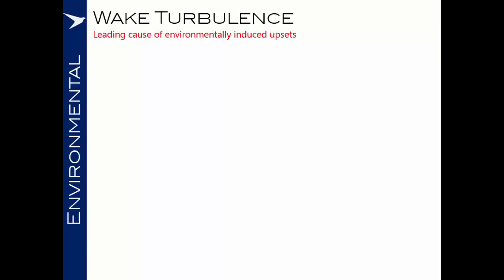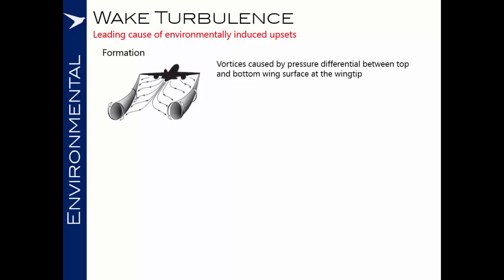Moving on from turbulence, we said that the next category we'd look at was wake turbulence. As we saw at the start with the statistics from NASA, wake turbulence is the leading cause of environmentally induced upsets. So how are they formed? We talked about induced drag and how vortices were caused by a pressure differential between the top and the bottom wing surfaces at the wingtip.